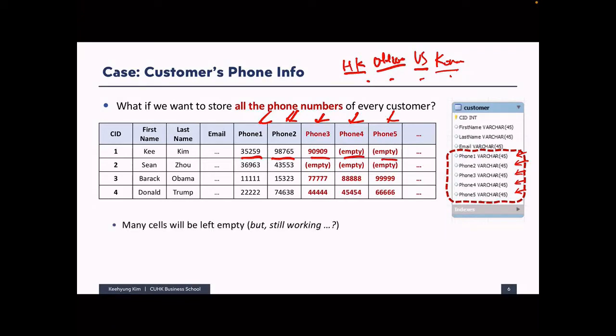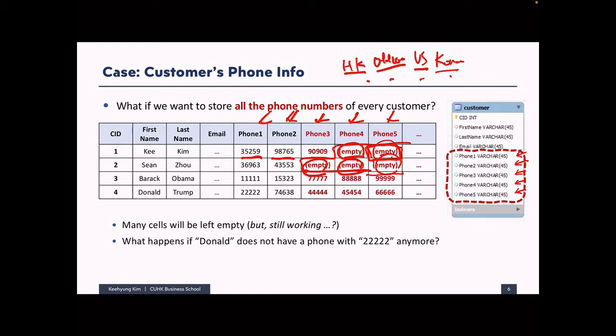The problem is this: many cells here, as you see, will be empty. Some people may have a lot of phone numbers, like 10 phone numbers. However, most people will not have that many phone numbers. In a relational database, when we design a table like this, basically we are allocating each cell. So each cell, even though it is empty, has a certain memory storage assigned to it. So one of the problems here is that we are wasting a lot of memory, since many of the cells are left empty. But it's still working. We are just costing more memory. We are just making a big table, but this design still seems to work.